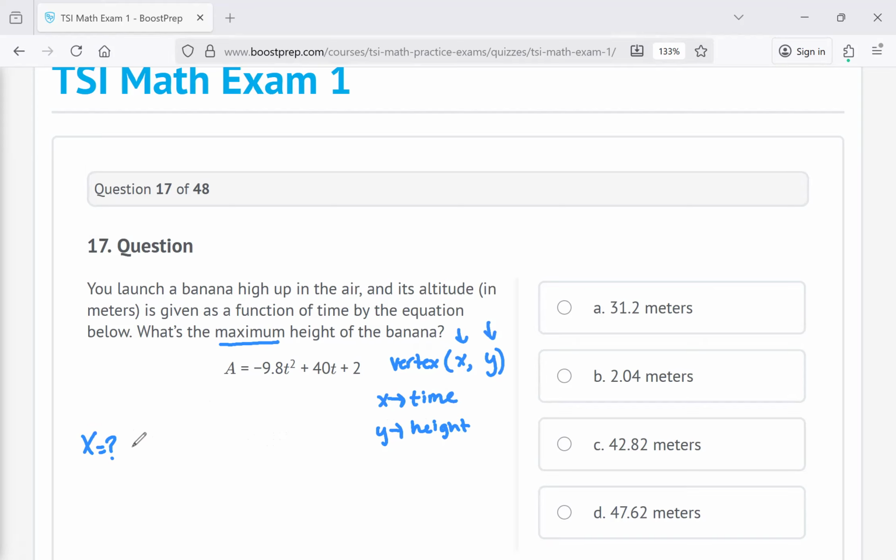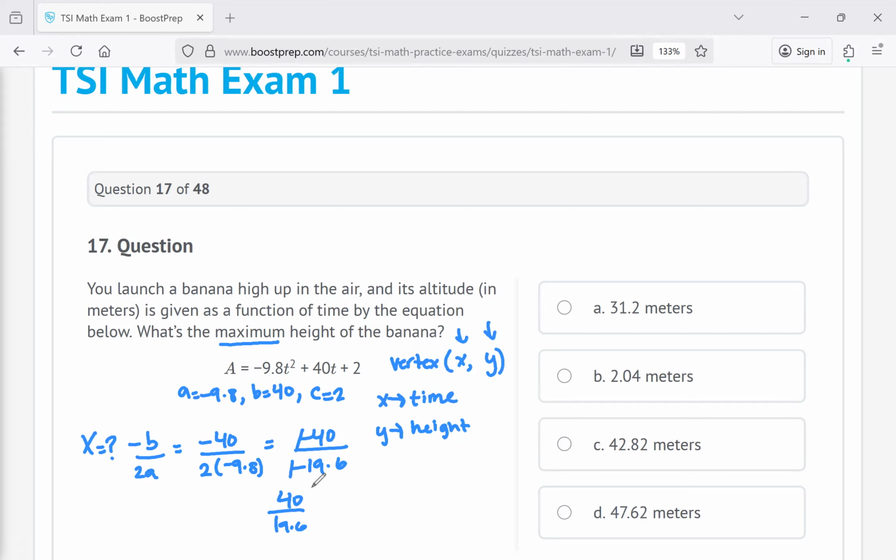And how do you find the x value of the vertex? You're going to have to use this equation, opposite of b over 2a. Let's figure out our a, b, and c. So my a is negative 9.8, my b is 40, and my c is 2. So opposite of b is negative 40, and 2 times a is 2 times negative 9.8, which is negative 19.6. Two negatives become a positive, so it's really 40 over 19.6. Then what I would do is plug this value in.